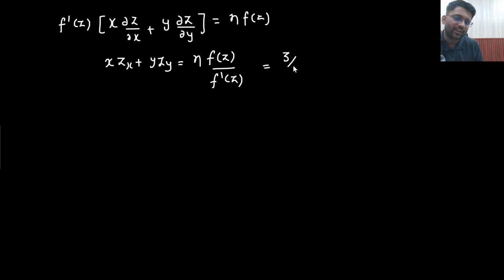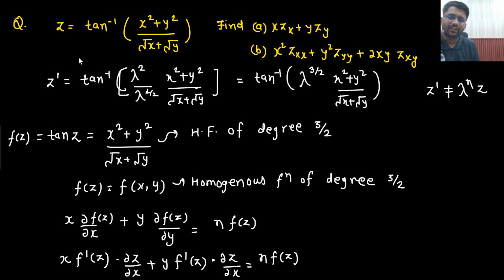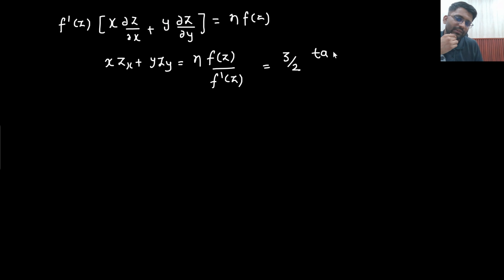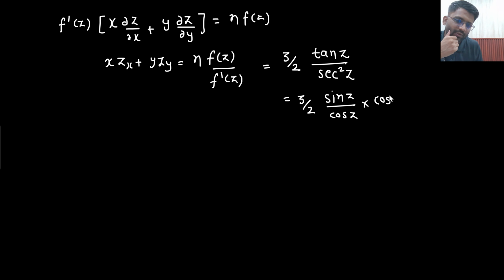Now let me know what is the value of n. 3 by 2. What is the value of f(z)? f(z) was nothing but tan z only. So put tan z, and then the differentiation f dash z, what would that be? Sec square z. Right? Differentiation of tan z would be sec square z. So can we simplify it? Yes sir. 3 by 2 sin z by cos z. This will become cos square z. This and this will get cancelled out. Multiply with 2 and then divide by 2. So this will become 3 by 4, 2 sin z cos z. So it will become 3 by 4 sin 2z.